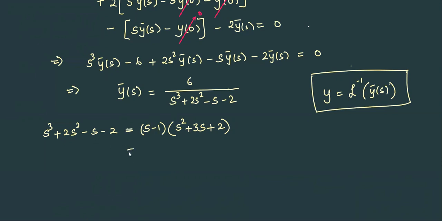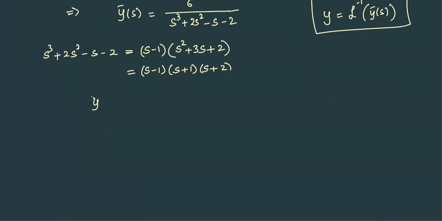So we have factorized. Now this is a standard factor. We can factorize this as s plus 1 into s plus 2. So y bar of s is 6 upon s minus 1 into s plus 1 into s plus 2. So this can be resolved into partial fractions.